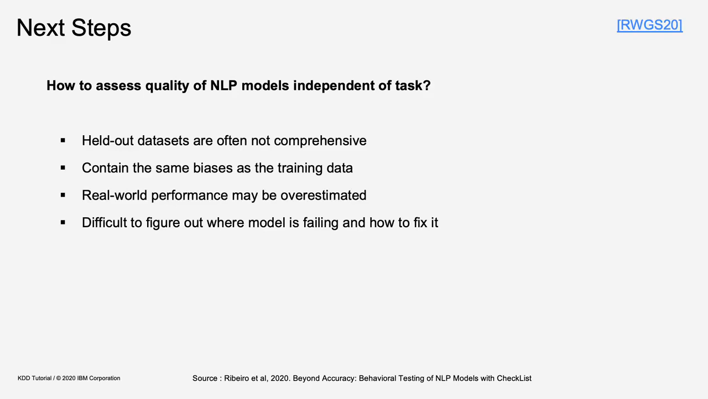The authors specifically highlight the issues with the model generalization, such as held out datasets that are often not comprehensive. They contain the same biases as the training data. Real world performance may be overestimated, and it is difficult to figure out where the model is failing and how to fix it. To this end, the authors propose a comprehensive behavioral testing framework called CheckList that is model agnostic and employs a task agnostic testing methodology that tests individual capabilities of the model using different test types.